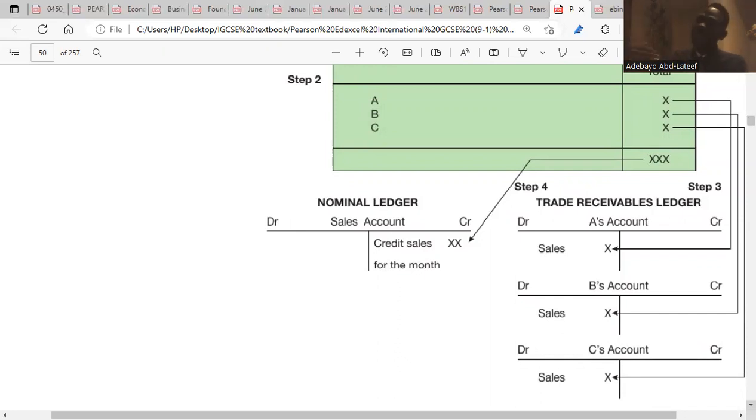Remember when we were talking about purchases yesterday, purchases invoice, your purchases account is what? A debit balance. Remember that. So now your sales account will be what? A credit balance. Your trade payables ledger was a credit balance. So your trade receivable ledger will be what? A debit transaction. Is it clear?